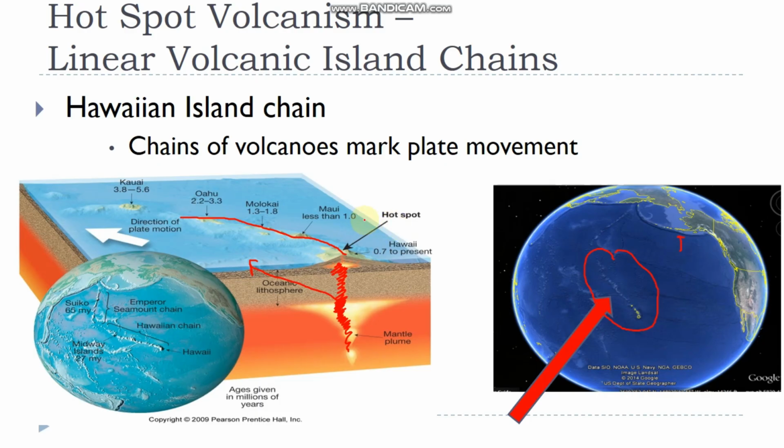So all the young islands are really close to the hot spot, and the plate just moved the islands further and further and further away. Like this island right here is anywhere between 3.8 to 5.6 million years old. That means 3.8 to 5.6 million years ago, that island was right over the hot spot, but it took 3.8 to 5.6 million years of moving to move it that way.